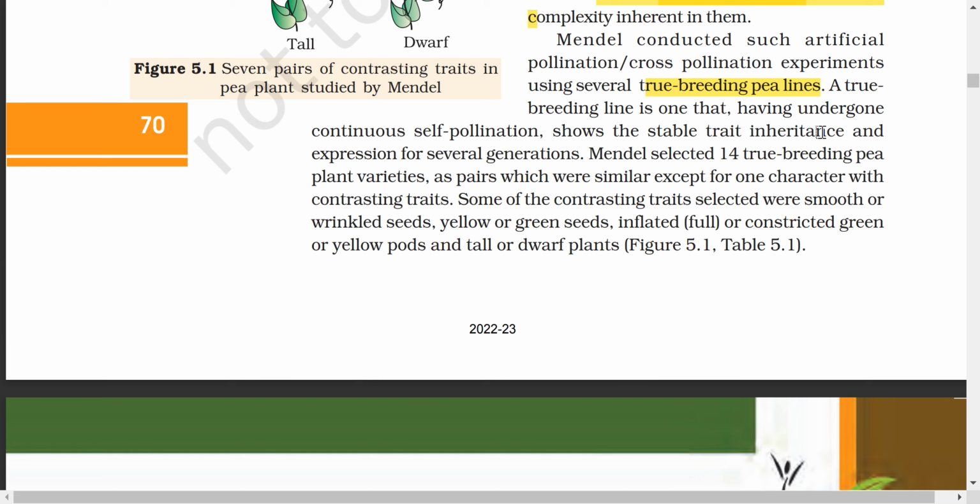Fine, so 7 pairs were taken by Mendel. ठीक है, 7 किस्म के हमने variants ले लिए जिनमें different different properties थे, which was similar except for one character with contrasting traits. Fine, so in pairs he would take 7 pairs, and every pair would be similar, just one trait would be different. Fine, they would differ in only one character, having different traits of the same character. Some of the contrasting traits selected were smooth or wrinkled seeds, yellow or green seeds, inflated or constricted pods, and tall or dwarf plants.